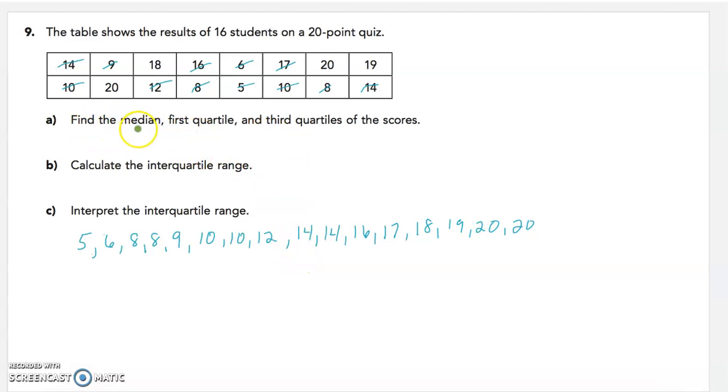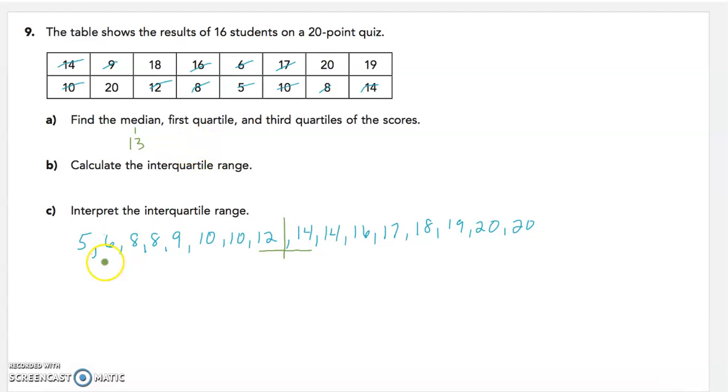So the first one we're doing is finding the median, the first, and the third quartile. There are 16 numbers here, which means there are two numbers in the middle. The 8th and the 9th numbers are 12 and 14. Remember, when we have two numbers in the middle, we find the average. It's easy to tell the number in the middle of 12 and 14 is 13. So the median here is 13.